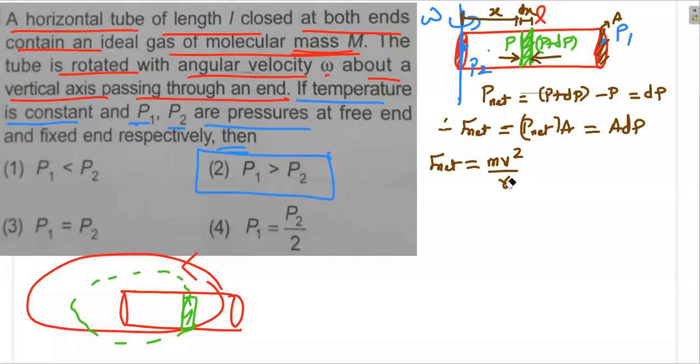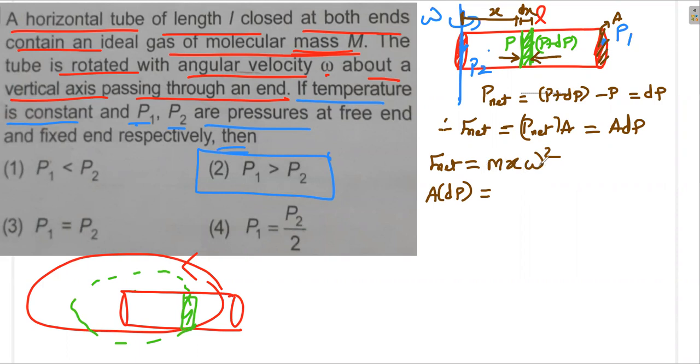And I can write this in terms of, I don't want to write mv square by r. I'll write the centripetal force as m r omega square, because they have given me omega. So it is m r omega square, where m is the mass of this layer of gas, and r is x, so m x omega square. Okay, this F net is A dP. A into dP is the net force acting on this. And this is the mass, x into omega square, that's constant.